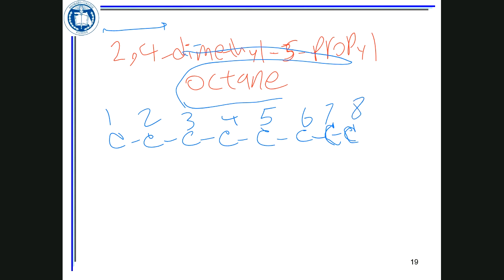Then place the branches. On carbon number 2, there is a methyl group. On carbon number 4, there is a methyl group. On carbon number 5, there is a propyl group, so it would be C, C, C. If you make a procedure for yourself and you follow it, it's going to be much easier. So if the name is given and you want to draw the structure, the first step is to draw the main carbon chain. Step 2, you number it.